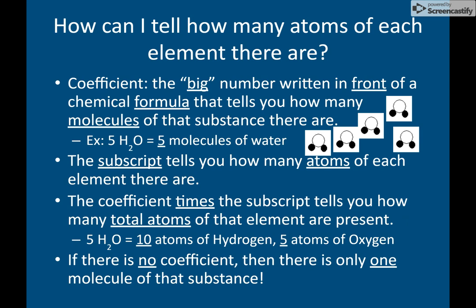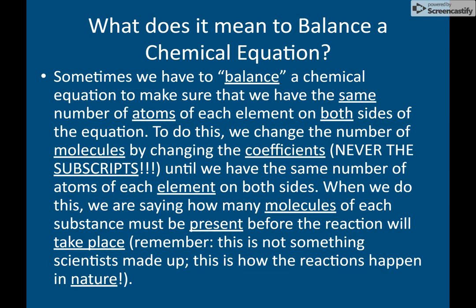All right, moving forward. What does it mean to balance a chemical equation? Sometimes we have to balance an equation to make sure that we have the same number of atoms of each element on both sides of the equation. So to do this, we change the number of molecules by changing the coefficients. Never, ever will you change the subscripts. You change the coefficients until you have the same number of atoms of each element on both sides.